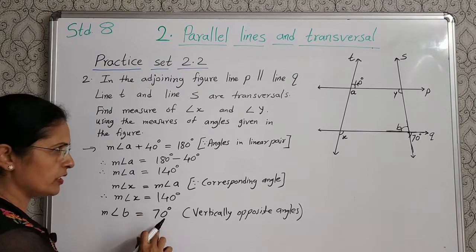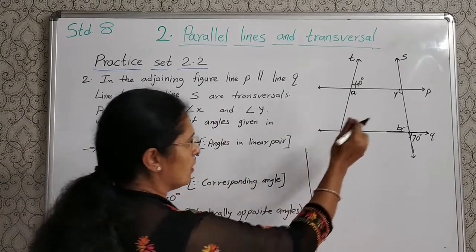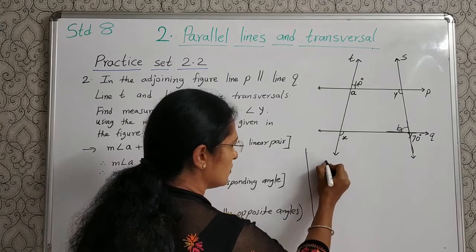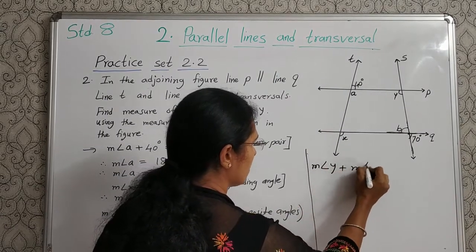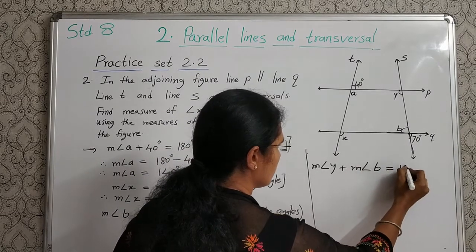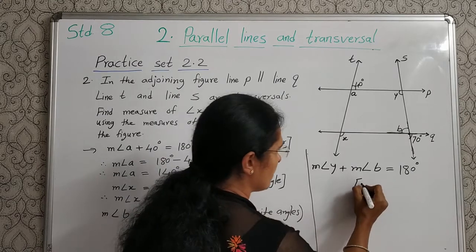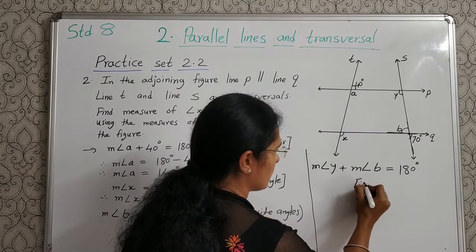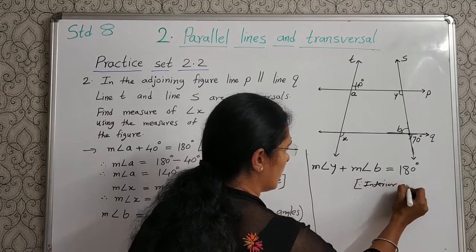Now from this B we'll find out y. So I'll write it here. Measure angle y plus measure angle B is equal to 180 degree. We'll write the reason here: interior angles.